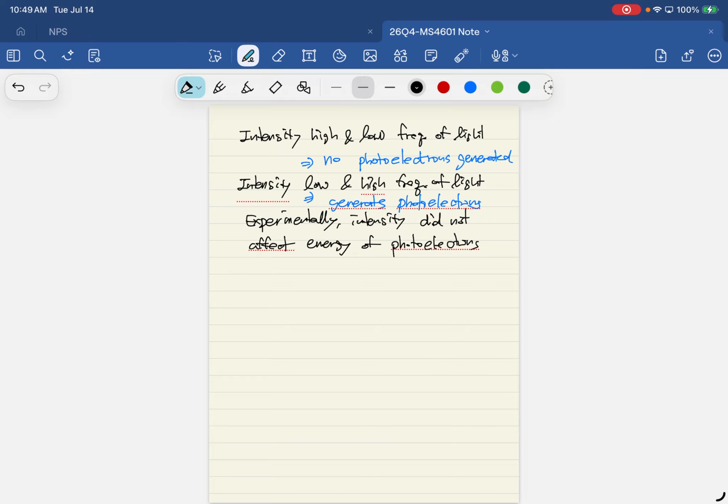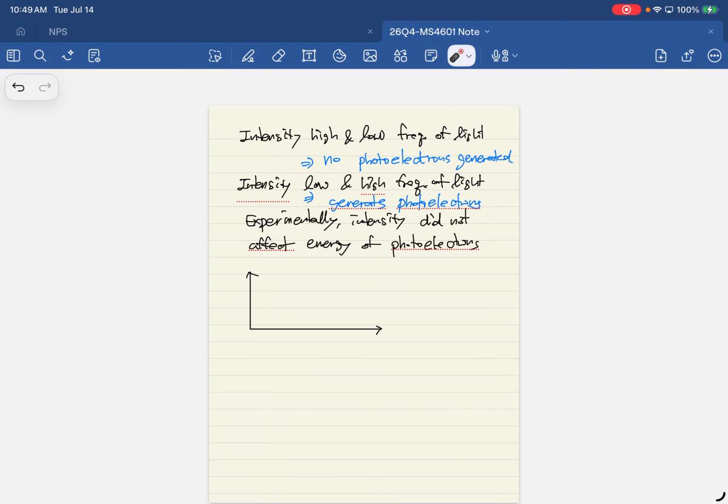Another way of saying this, we can talk about tomorrow. But the point here is that the intensity of light somehow did not affect whether a photoelectron is generated or not. Experimentally, it was found that what matters is the frequency of the electromagnetic wave. We will leave it at that, and we are going to continue tomorrow.